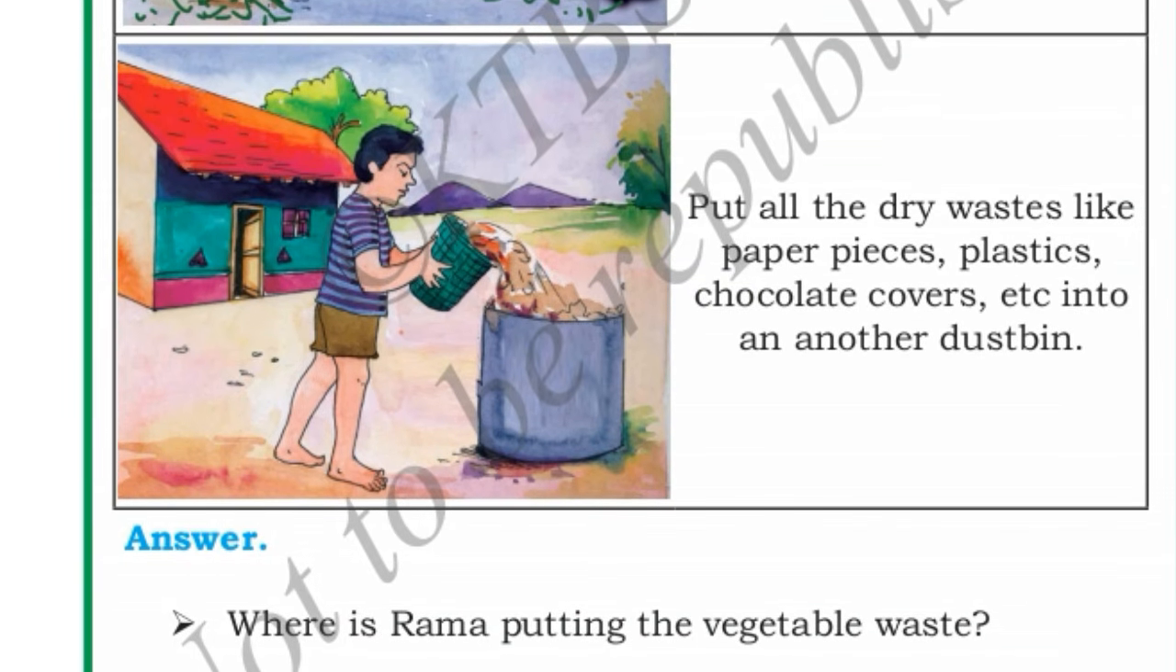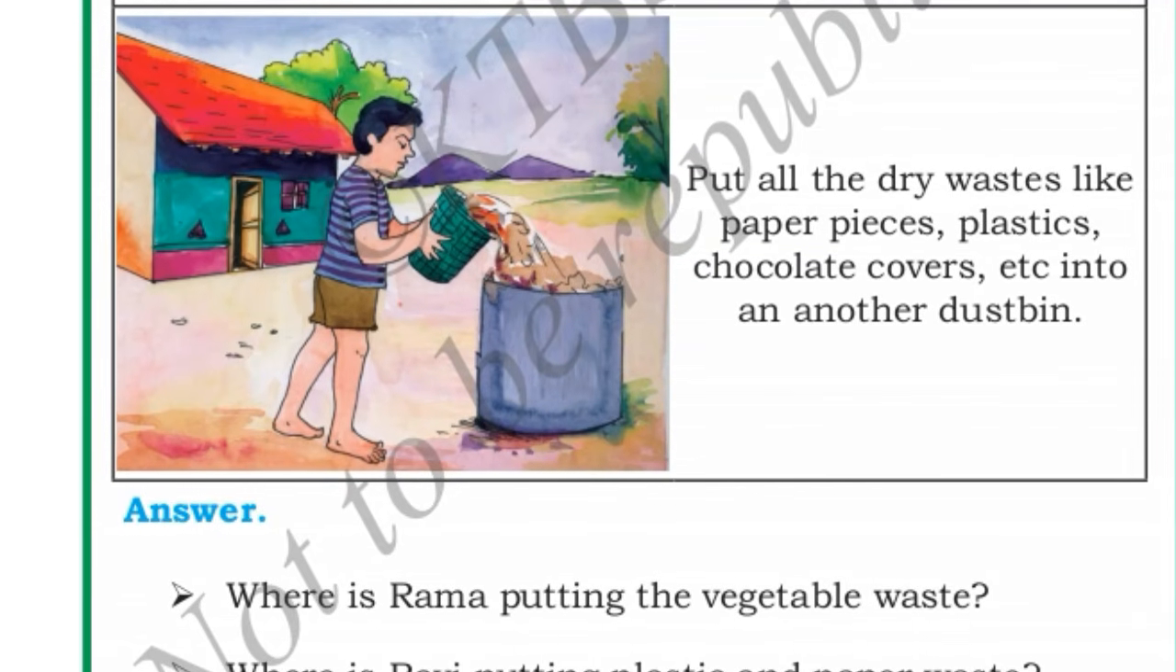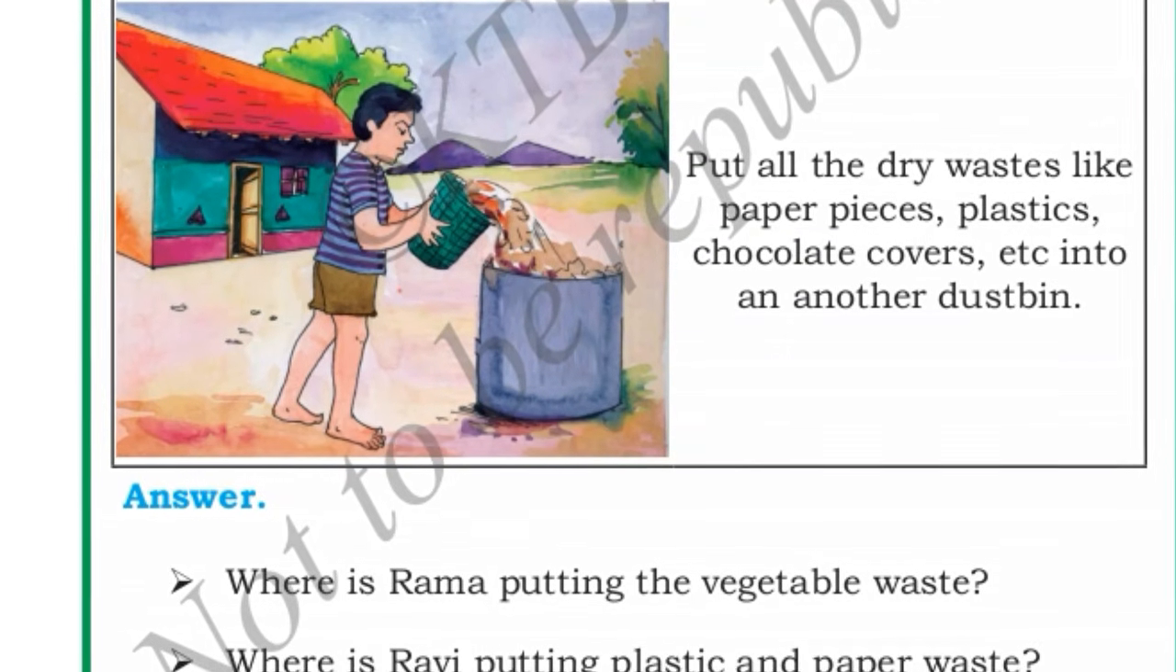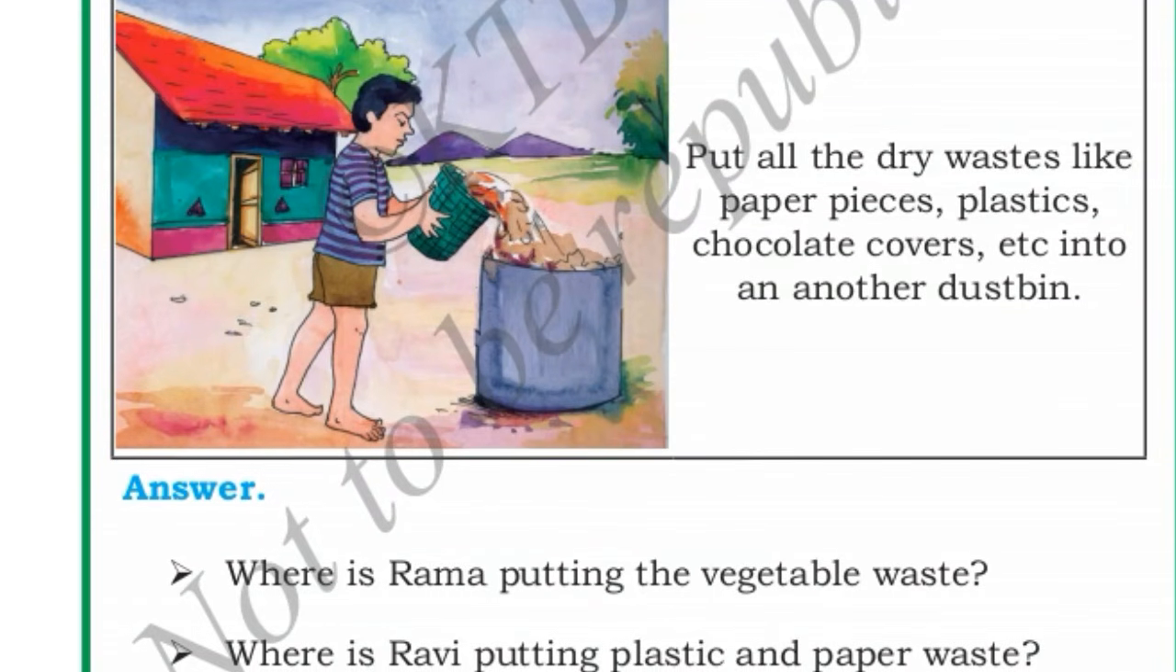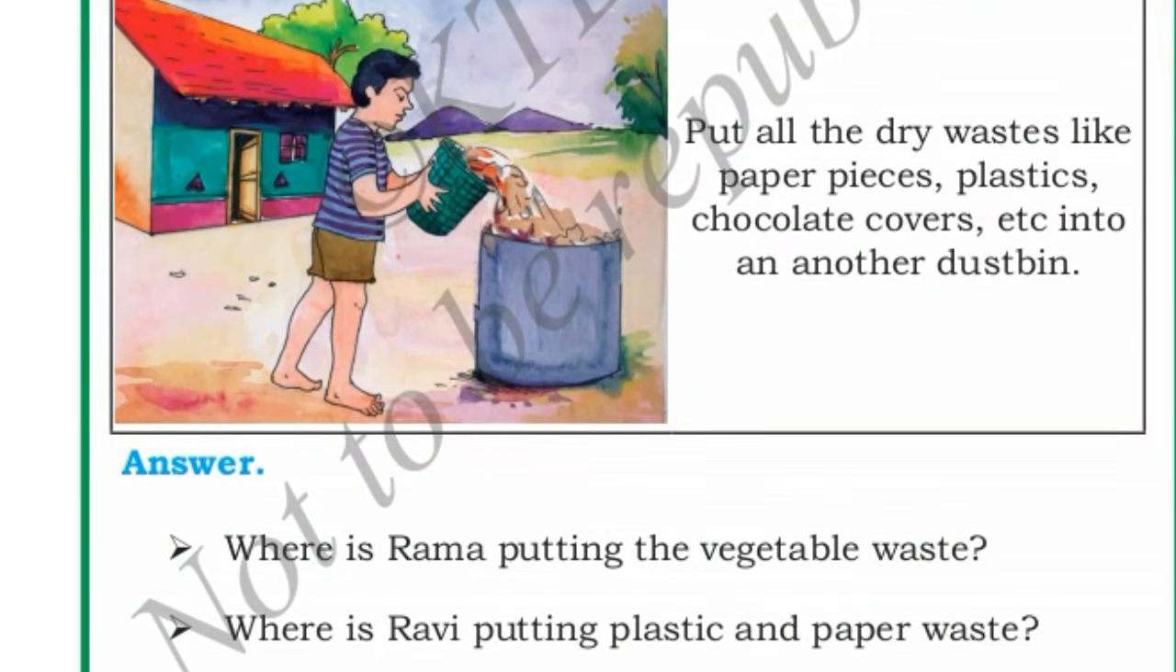Okay. Now tell me, where is Rama putting the vegetable waste? Rama is putting the vegetable waste into the garbage box. Where is Ravi putting the plastic and paper waste? Ravi is putting plastic and paper waste into the dustbin.